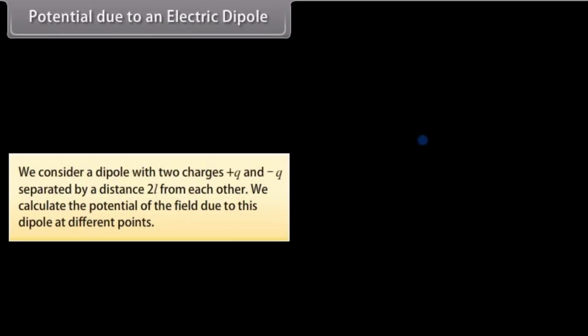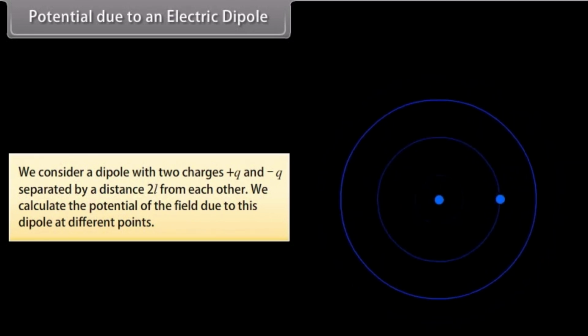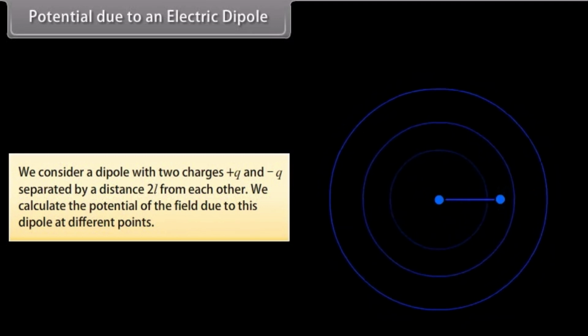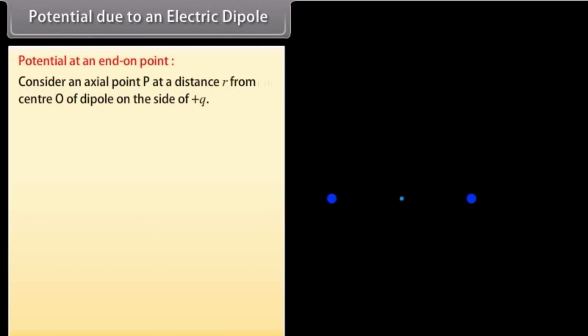Potential due to an electric dipole. We consider a dipole with 2 charges plus q and minus q separated by a distance 2L from each other. We calculate the potential of the field due to this dipole at different points. Potential at an end-on point. Consider an axial point P at a distance r from center O of dipole on the side of plus q.